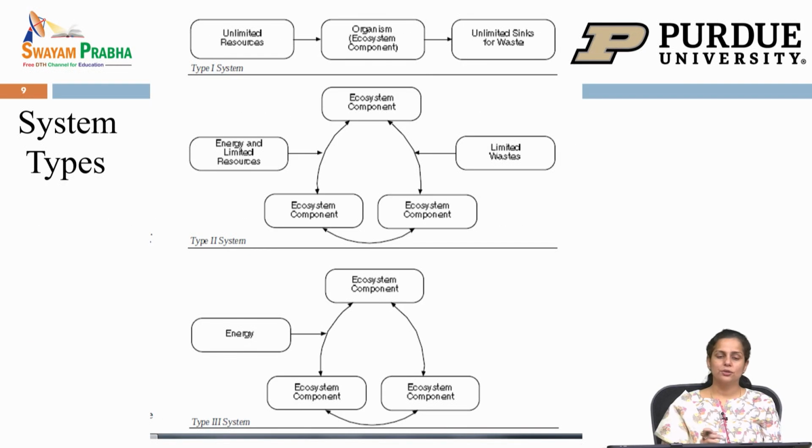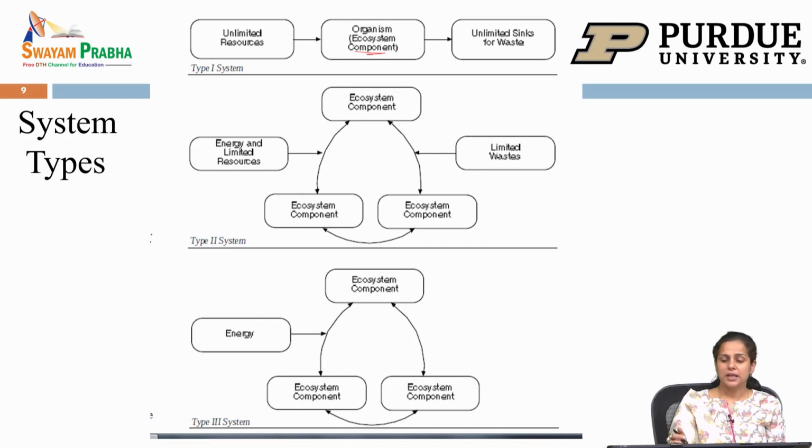If you look at the systems pictorially, we have the type 1 system, which was the case before, where we assume we have unlimited resources. We have organism or ecosystem components, since this theory comes from ecology. We are talking about organisms, but for our purposes, when we talk about technical systems, these are industries. And we have unlimited sinks for waste, an infinite sink where we think we can continue dumping waste without any impact.